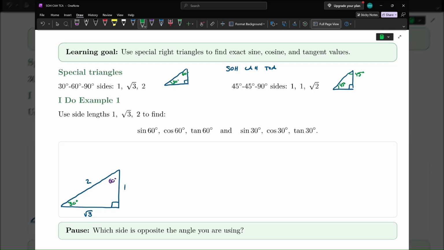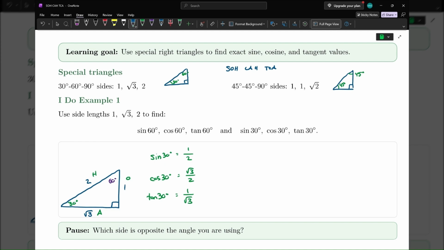All we're going to say is, okay, let's look at the 30 first. So I know from the 30 degrees, the 1 is the opposite, the 2 is the hypotenuse, and the root 3 is the adjacent, right? So sine 30, I know is going to be opposite 1 over hypotenuse 2. So sine 30 is 1/2. Perfect. Cos 30 is going to be adjacent root 3 over hypotenuse 2. And then tangent 30 is going to be opposite 1 over adjacent root 3.